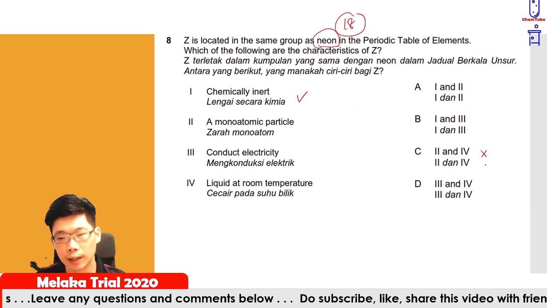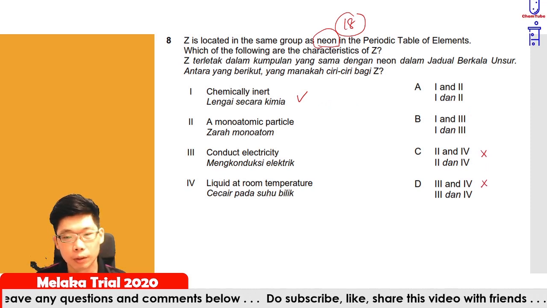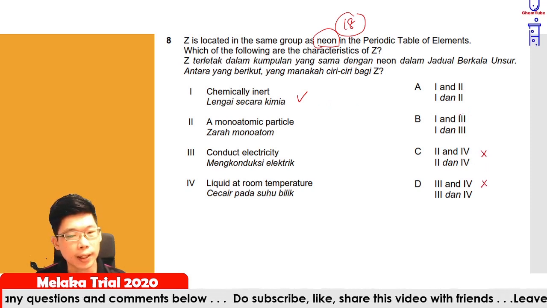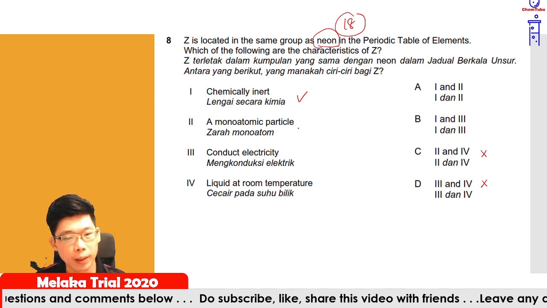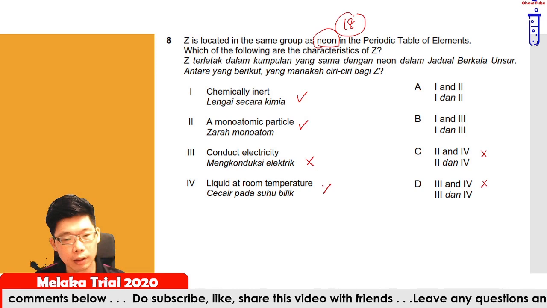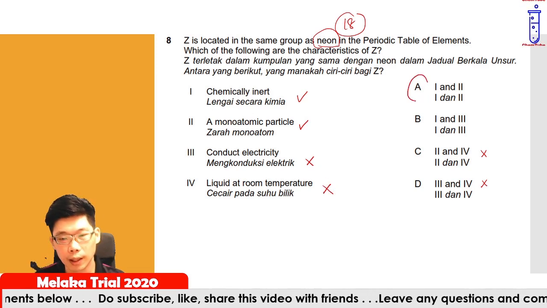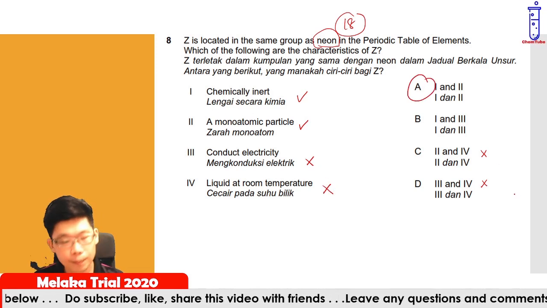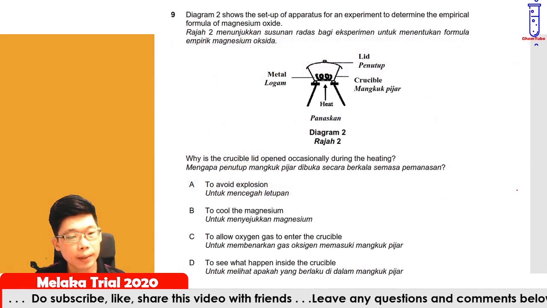So C and D are out already. So whether it's 2 or 3 is correct. Is it monoatomic particles? Correct. Can it conduct electricity? No. Liquid? No. So it's 1 and 2. A is the answer. Okay, question number 9.